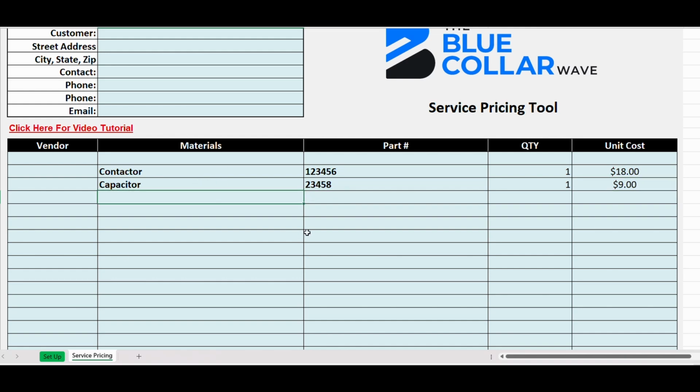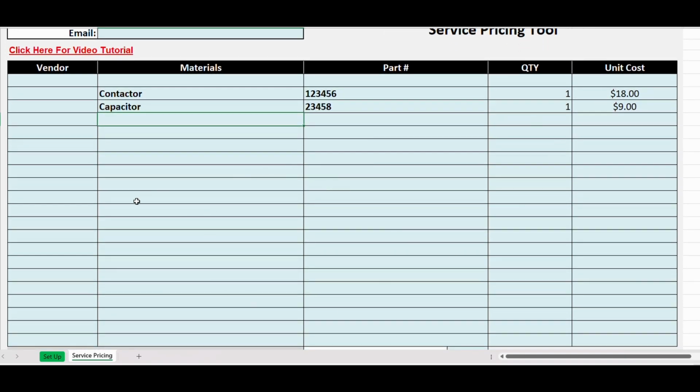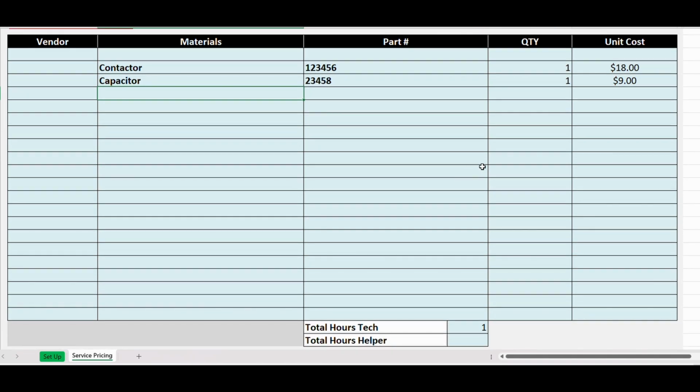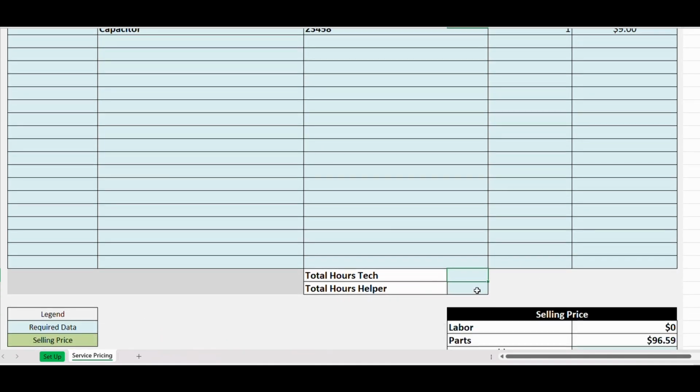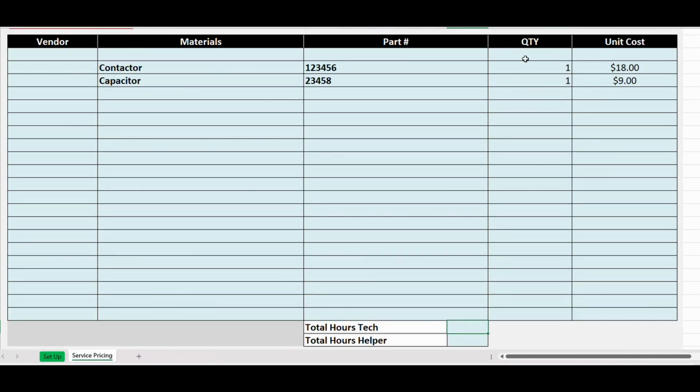And you fill in whatever amount of parts you're going to need to make this repair. If it's only one part, that's fine. If it's multiple parts, that's fine as well. Once you're done with that, go to the total technician hours. How many hours, how long will it take to replace these parts? We have a contactor and capacitor.